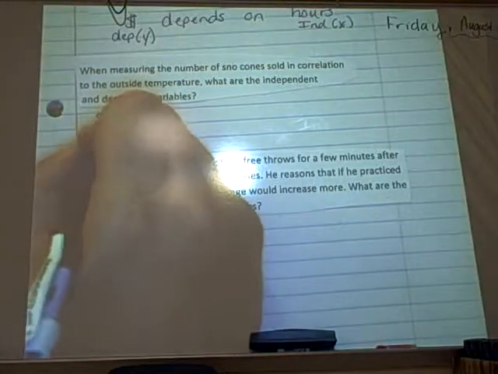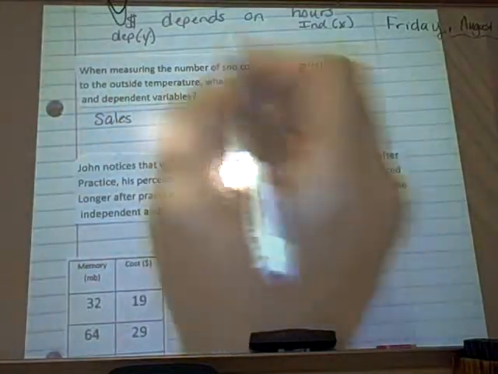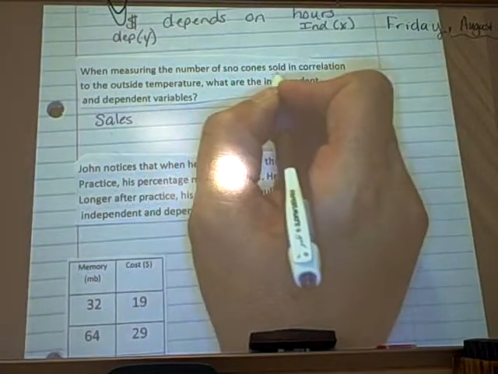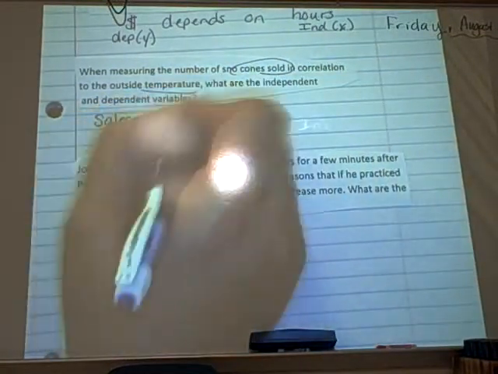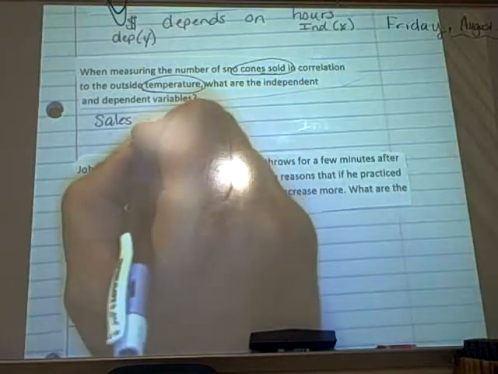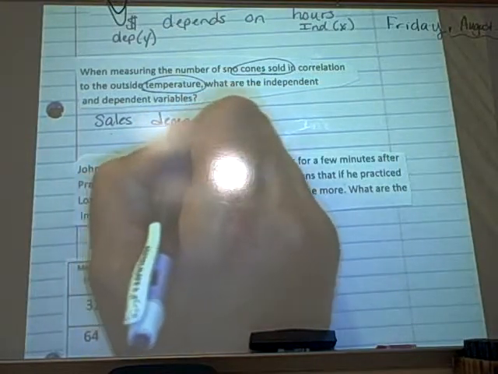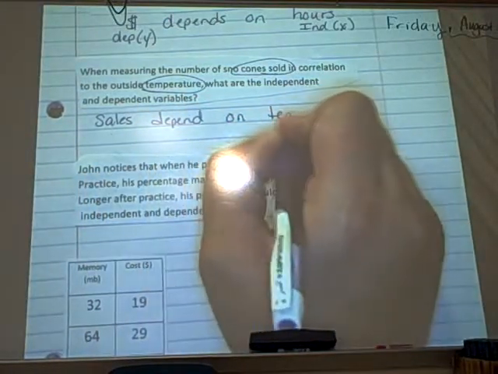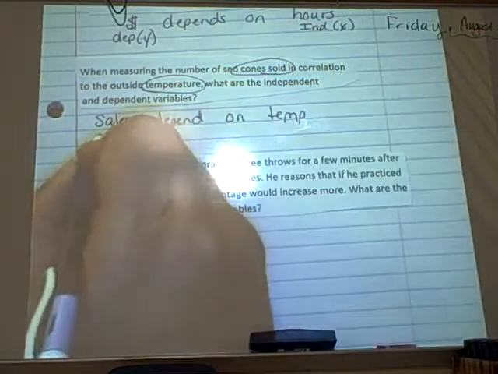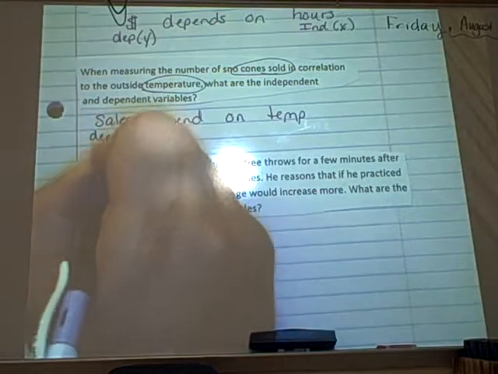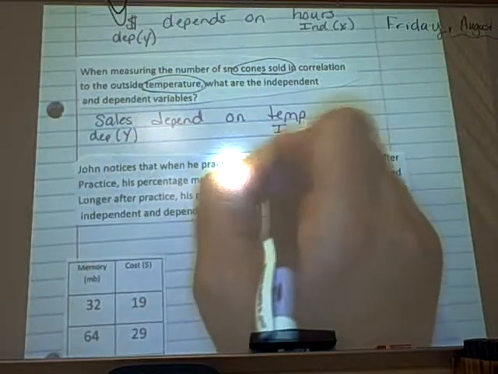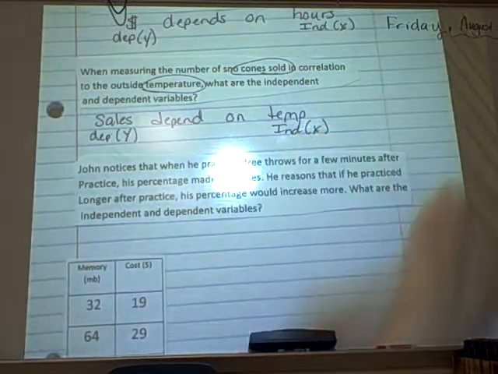So sales and temp are the two things. Sales depend on temperature. So this is dependent, Y, this is independent, X.